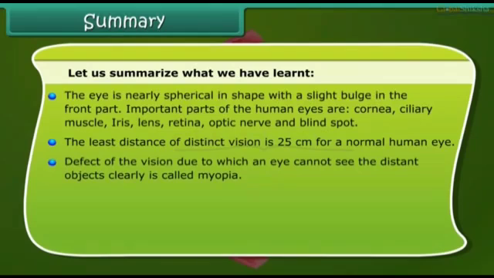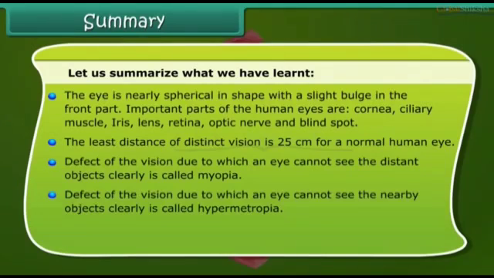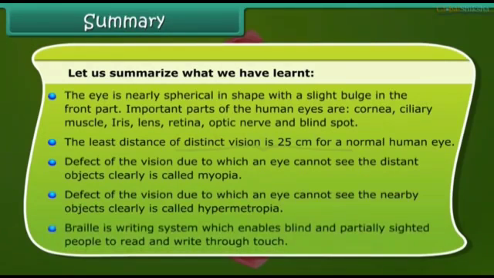Defect of vision due to which an eye cannot see distant objects clearly is called myopia. Defect of the vision due to which an eye cannot see nearby objects clearly is called hypermetropia. Braille is a writing system which enables blind and partially sighted people to read and write through touch.